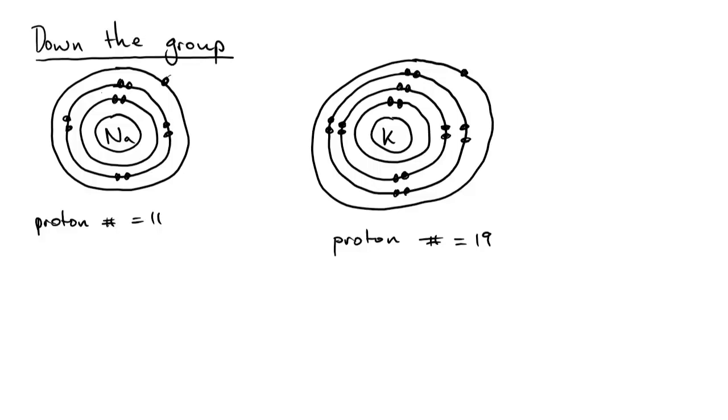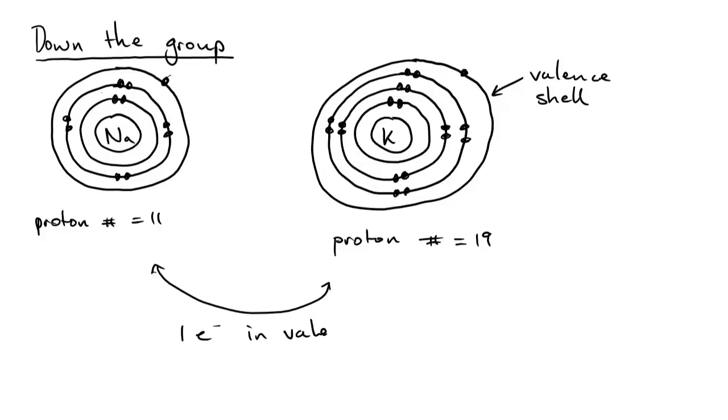Okay, so sodium and potassium. Now you can see that both of these have the exact same number of electrons in the valence shell. So the valence shell is the very final shell. And you can see that there's one electron in the valence shell. So what this means, because electrons give the chemical properties of elements, is that they have similar properties.